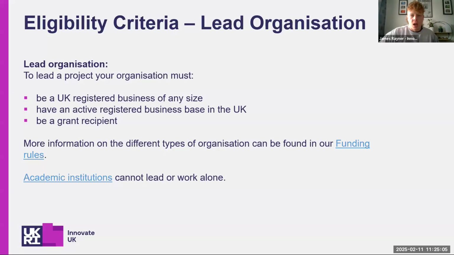So yeah, as Alex said, we are going to now run through a little bit more of the eligibility criteria from the Innovate side, and then a lot more about the process of applying for the competition. To start off, to lead a project, your organisation must be a UK registered business of any size, have an active registered business base in the UK, and be a grant recipient. More information on the different types of organisation can be found in our funding rules. Also, academic institutions cannot lead applications or work alone.